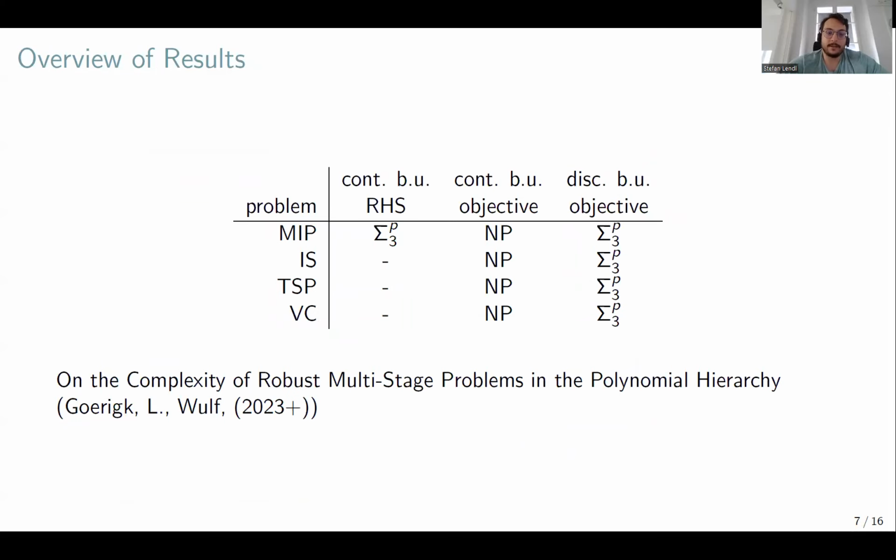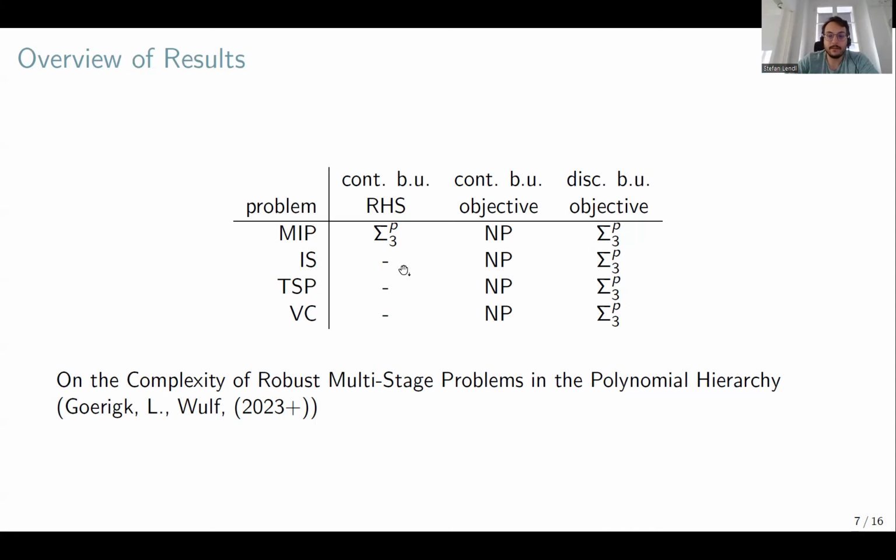What results did we achieve by looking at our multi-stage robust optimization problems with respect to these tools? If you look at general mixed integer programming, so you allow general MIPs, we obtained the following results. If you have continuous budgeted uncertainty on the right-hand side, so in the constraints for the right-hand side vector, we were able to show Sigma-3-P hardness. Since we have a min max min or max min max problem, we are clearly in the third level and we were able to show hardness in this case.